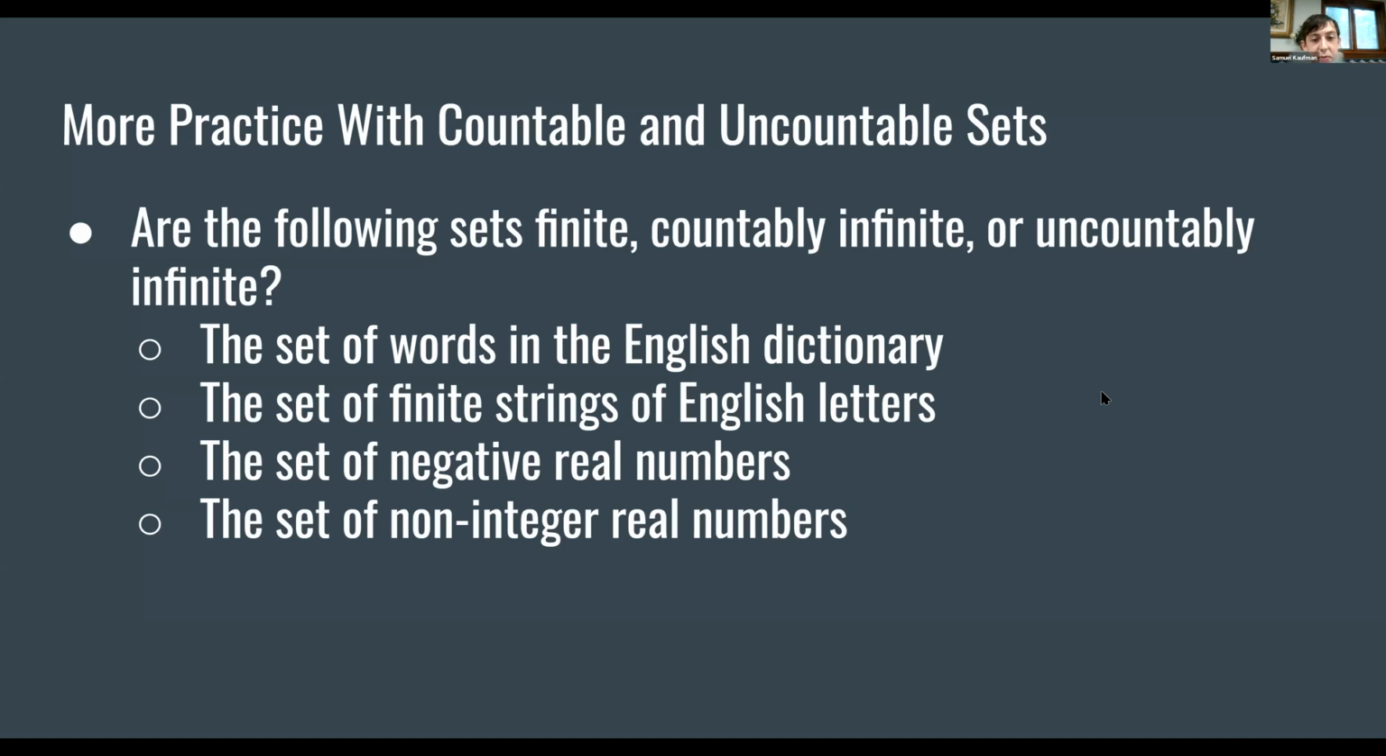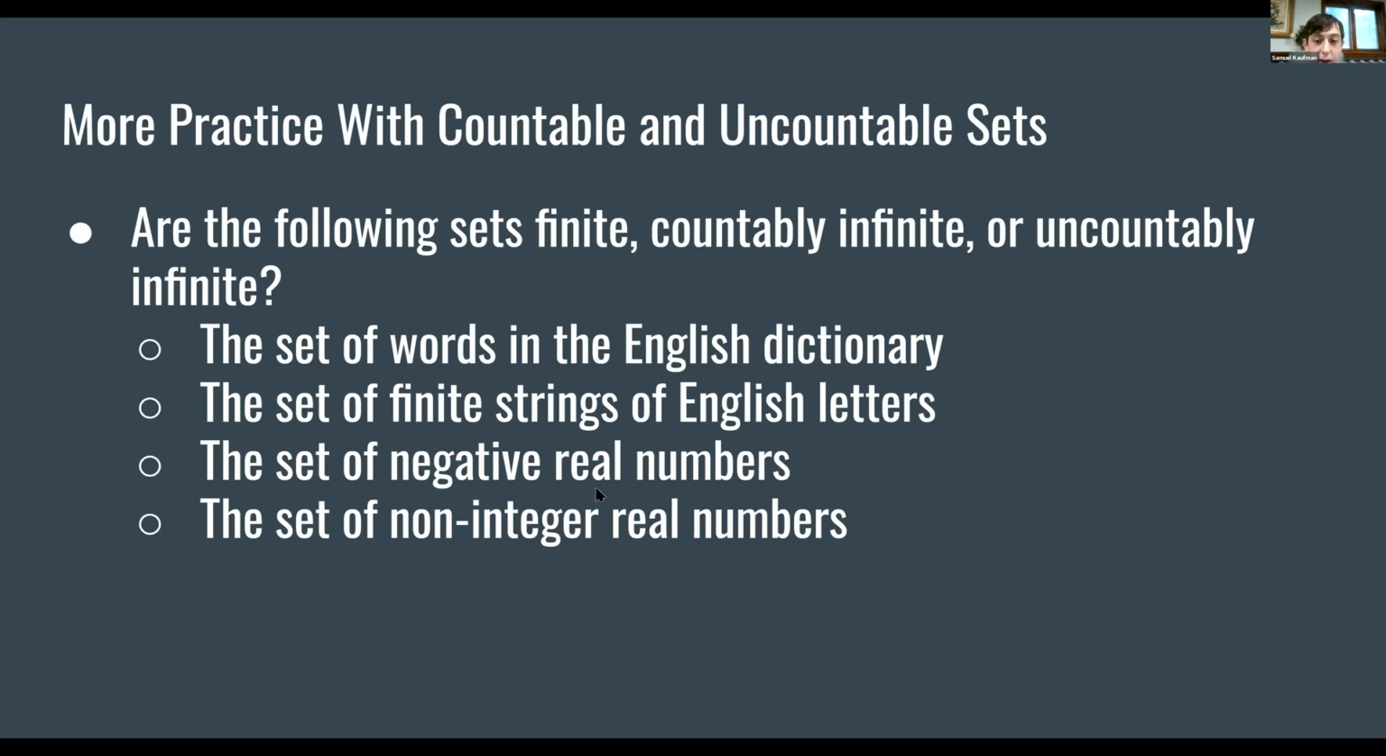And we can write them in a specific order because you could put them in alphabetical order, and that would be a way to order them. So that's how we know they're countably infinite. How about the set of negative real numbers? Is that going to be countably or uncountably infinite? I guess I spoiled that it's not finite, but there are an infinite number of negative real numbers because you could go on as negative as you want.